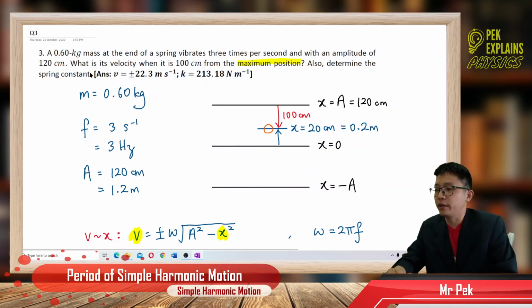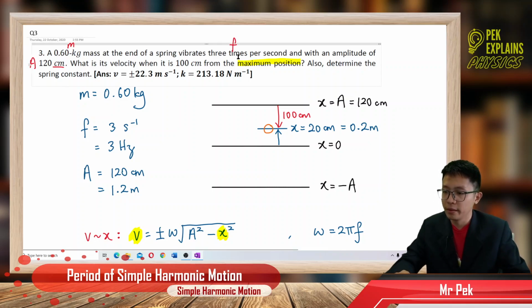Okay, so what we have is the mass. We have the amplitude. This is the amplitude, but in cm. Okay, he said vibrates 3 times per second. This is the frequency. 3 times per second is the frequency. And what is the velocity when 100 cm from maximum?